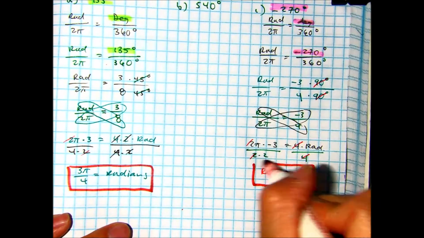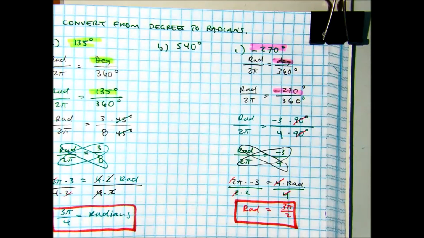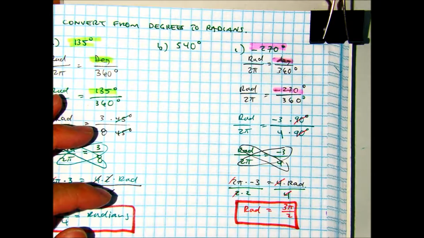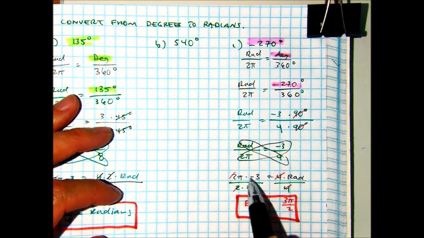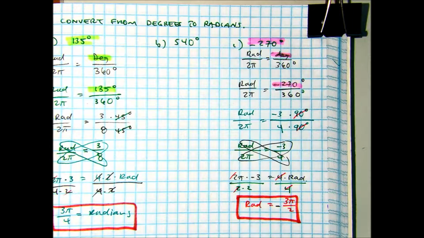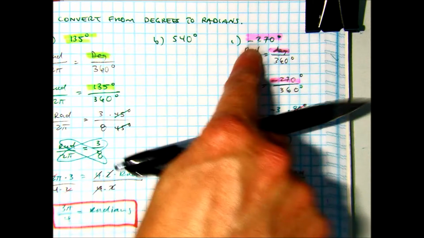What does that mean? Oh, yep, thank you. That negative here. Good catch. Negative 3 pi over 2 is the same thing as negative 270 degrees.